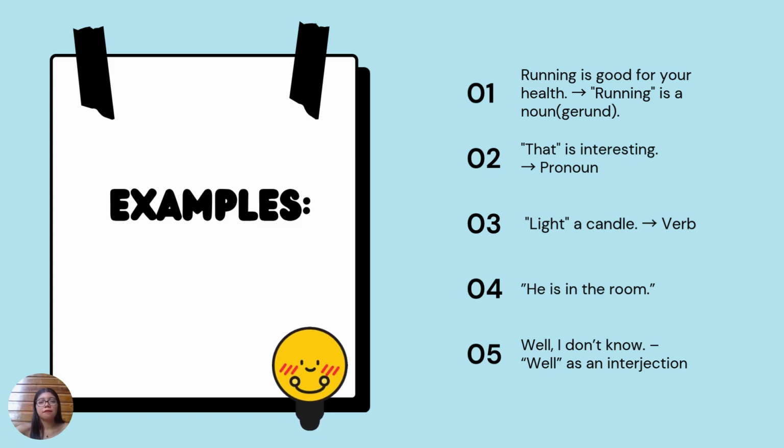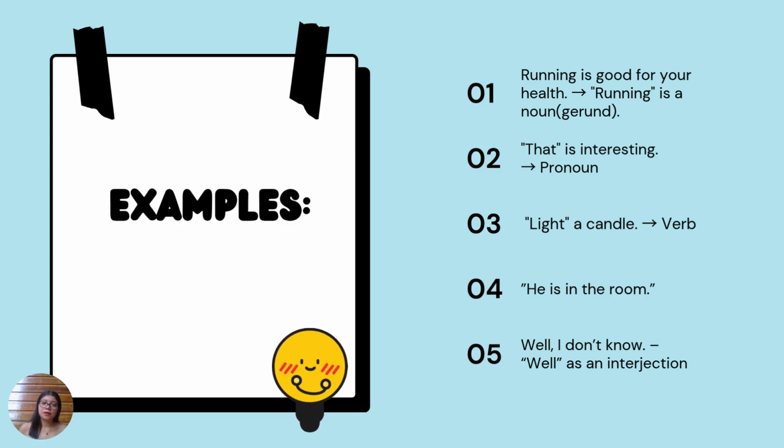The next example is: He is in the room. What is the confusion? In can be a preposition or sometimes an adverb, depending on whether it has an object. Here in is a preposition because it introduces the phrase in the room and shows location. To compare: He is in. In this case in is an adverb because it doesn't have an object following.